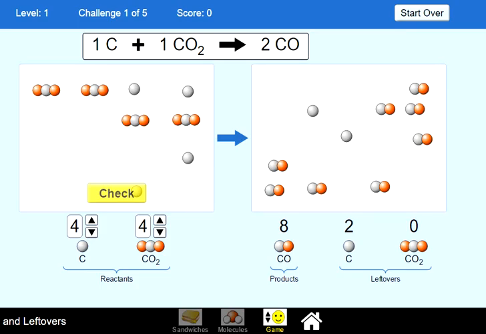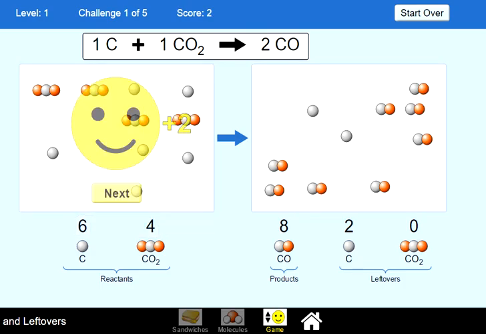Well, now I look over here on the leftovers. I don't have any leftover carbon dioxide, so that is set in stone. I have 2 carbons that are left over, and so therefore I'm just going to add 2 more over here. Check, and there it is.